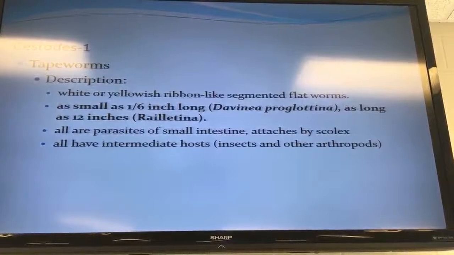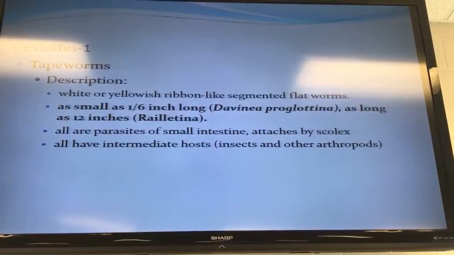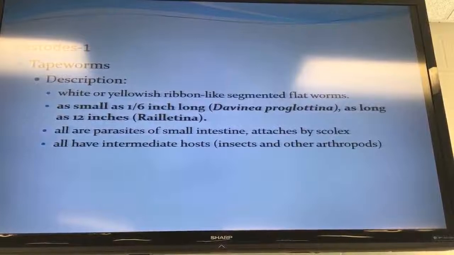And as you know, if they are tapeworms, they do have what? An intermediate host, okay, indirect life cycle. Well, the intermediate host is going to be insects or arthropods. So the ones that are very long are going to be Raillietina, very long tapeworms, okay?